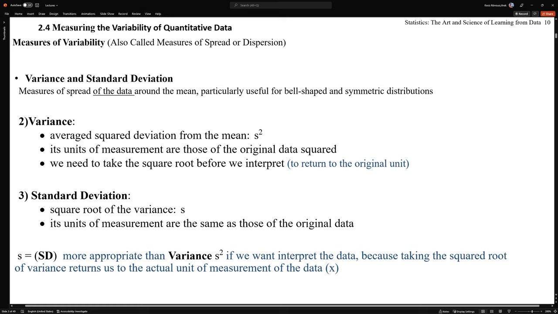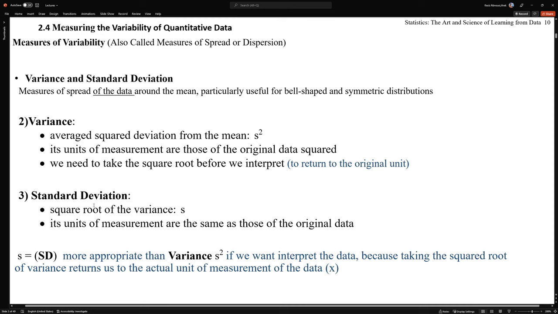Another thing that is interesting to know is that when you are calculating the variance, as you can see here, you are squaring the observations. For example, if the original data units are in meters or inches, the variance units, since we squared, will be meters squared or inches squared. So we need to take the square root if we want to interpret the meaning of what we found. If we take the square root of s squared, the unit of measure returns to our original, which was, for example, meters.